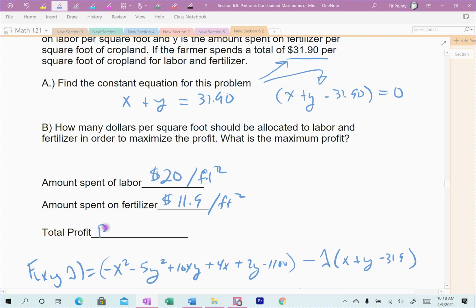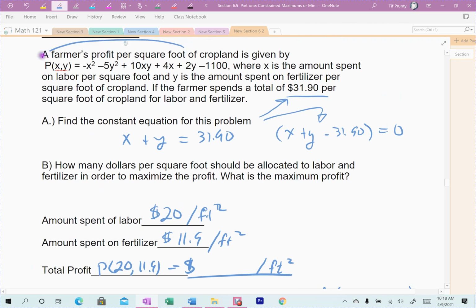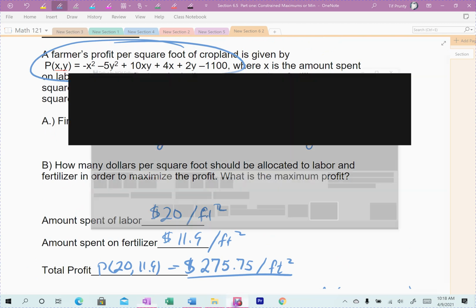Right, then the total profit, well, I've got to plug those numbers into my profit equation to get my profit per square foot. So how much profit did they get per square foot? So again, I have to go back and plug it into the original equation. So again, just make sure you're careful when you plug it in. And so the optimized profit, so every square foot of cropland should yield $275.75 of profit per square foot. All right, so there's my first example. All right, we'll stop there. Pick up the next application in the next video.